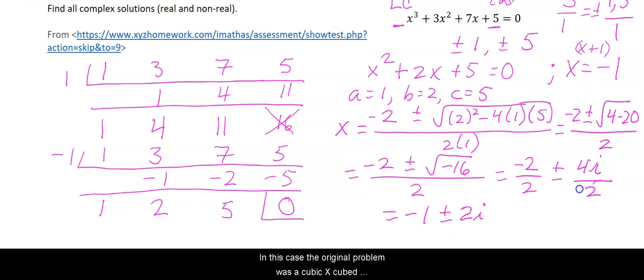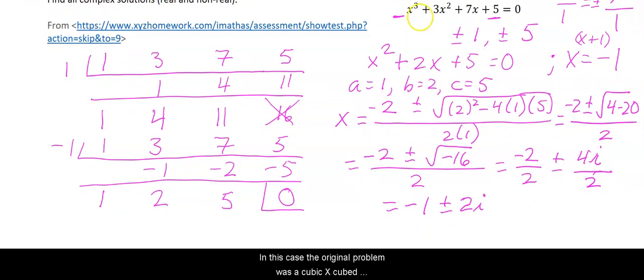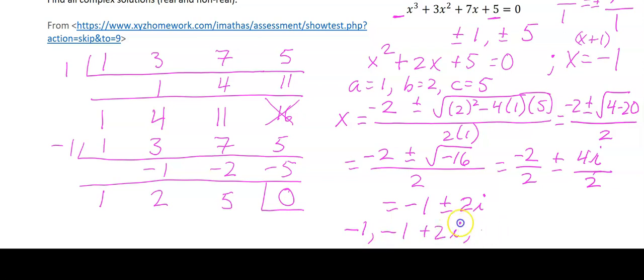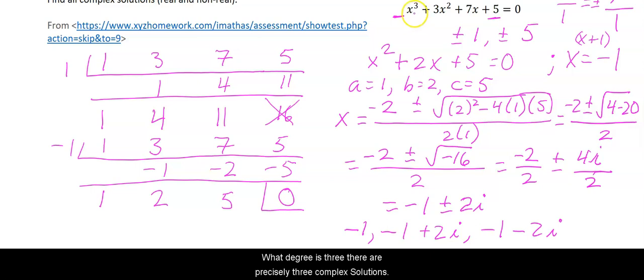In this case, the original problem was a cubic, x cubed, and I found 3 solutions: -1, -1 plus 2i, and -1 minus 2i. There are a couple things to notice about this. First, if the degree is 3, there are precisely 3 complex solutions. It could be that you find one of them more than one time, meaning it has a multiplicity of 2 or greater.